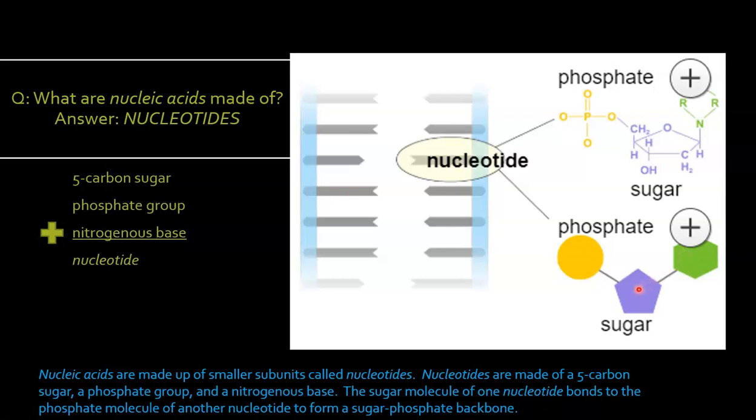The sugar molecule of one nucleotide bonds with the phosphate molecule of another nucleotide to form the sugar phosphate backbone. You can see the sugar phosphate backbone here on the right in blue, and you can see the sugar phosphate backbone here on the left. If you think of DNA as a ladder, these would be the rails of the ladder that you hold on to when you're climbing up the ladder. So that sugar phosphate backbone makes up the backbone of the DNA molecule.